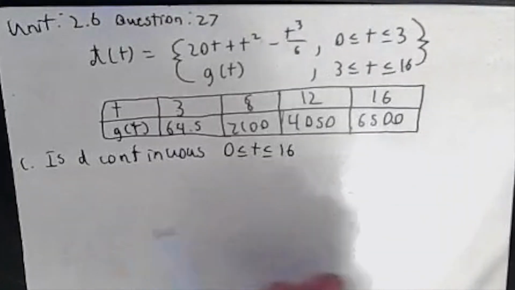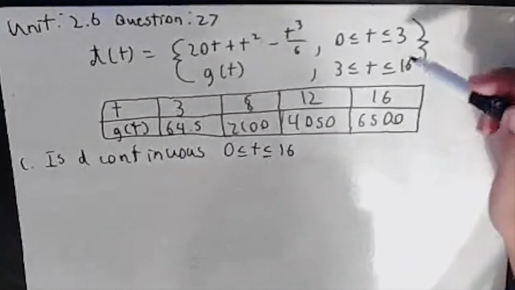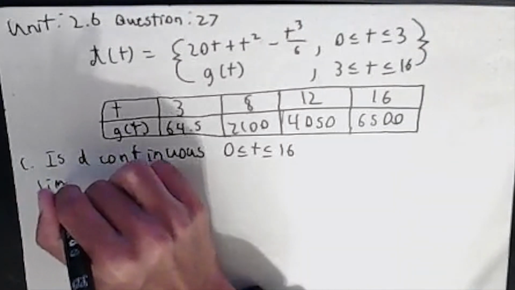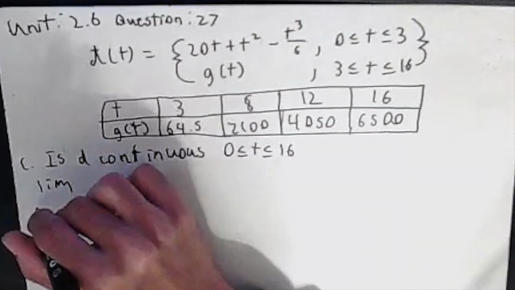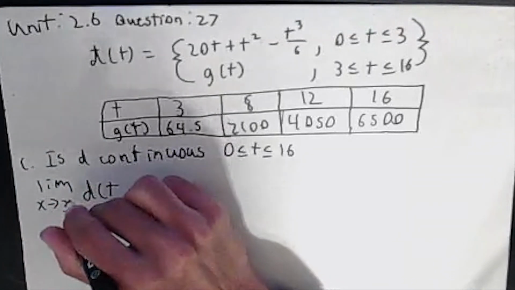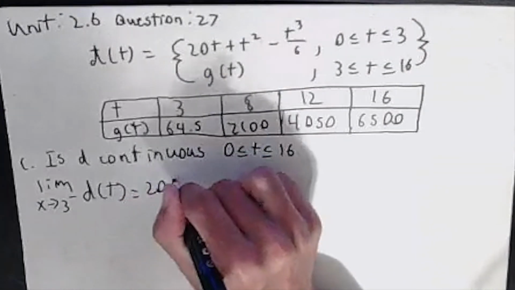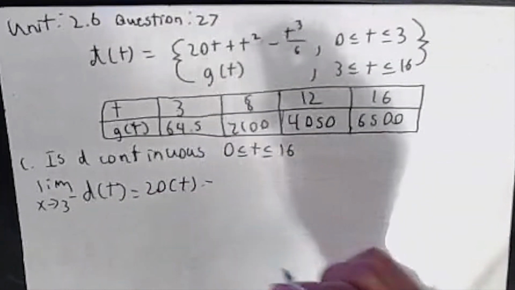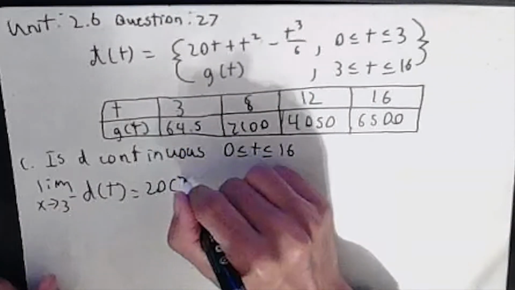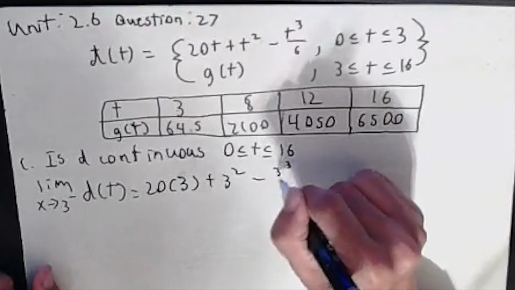Part C says, is d continuous from 0 to 16? So to find out if a function is continuous, we're going to look at its break, which is right at 3. We're going to take the limit from the left side and the right side and see if it's the same. So the limit as t approaches 3 of d of t from the left side will be equal to plugging in 3 into this function. So 20 times 3 plus 3 squared minus 3 cubed over 6.